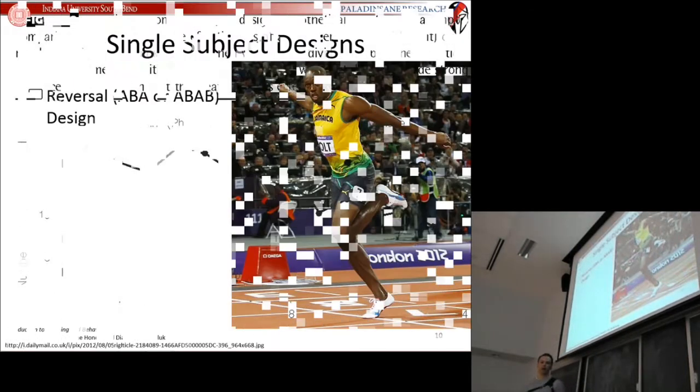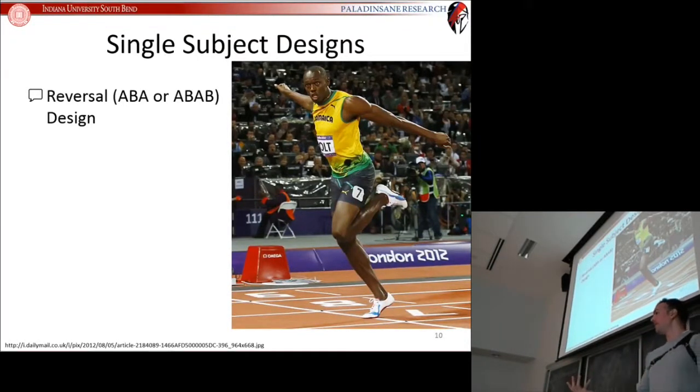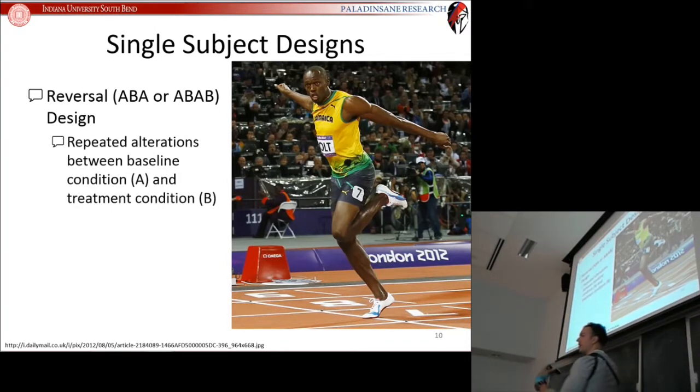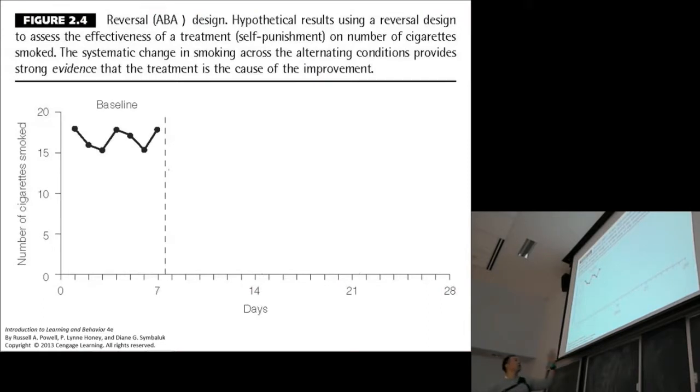and one of the ways to do that is called the reversal design. So the reversal design, an ABA, or if you find out your treatment is successful, ABAB design, is where you start off with a baseline period, then you institute a treatment period, and then you reverse the treatment. You go back to baseline and see what happens. And it's that going back to baseline and seeing what happens that lets you know, was it the treatment or was it something else? So let's take a look at this for our smoking example.